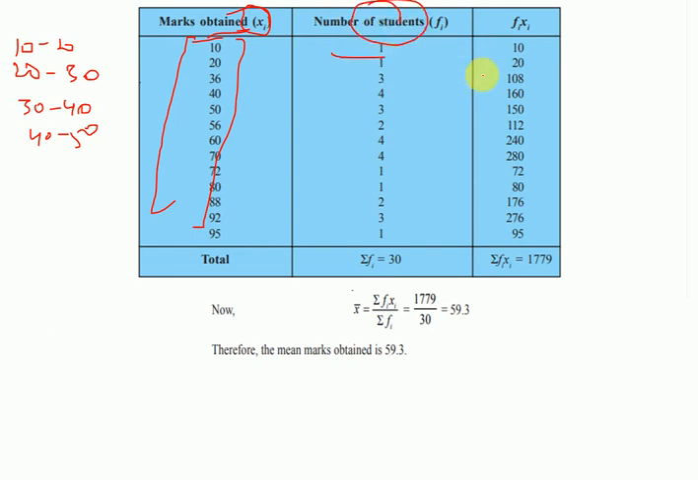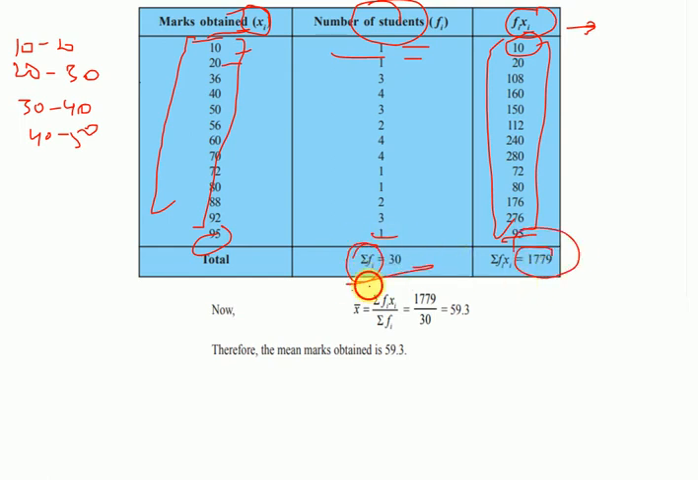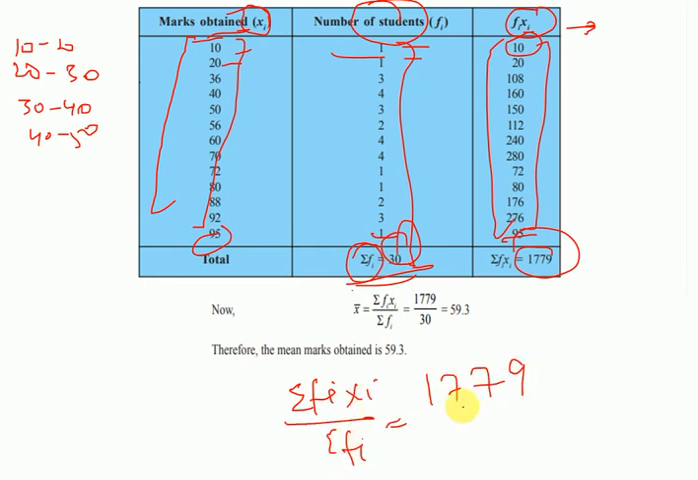Now we will do fi xi, which means the multiplication of frequency and class mark. Like this is 10, this is 1, we multiply and get 10. 20 and 1, I get 20. 95 and 1, I get 95. So this is fi xi. Now sigma fi xi, I add all these values and get 1779, and sigma fi, the sum of all the frequencies, is 30. Using the direct method, it is sigma fi xi upon sigma fi, so 1779 upon 30. I get 59.3. So this is our mean.